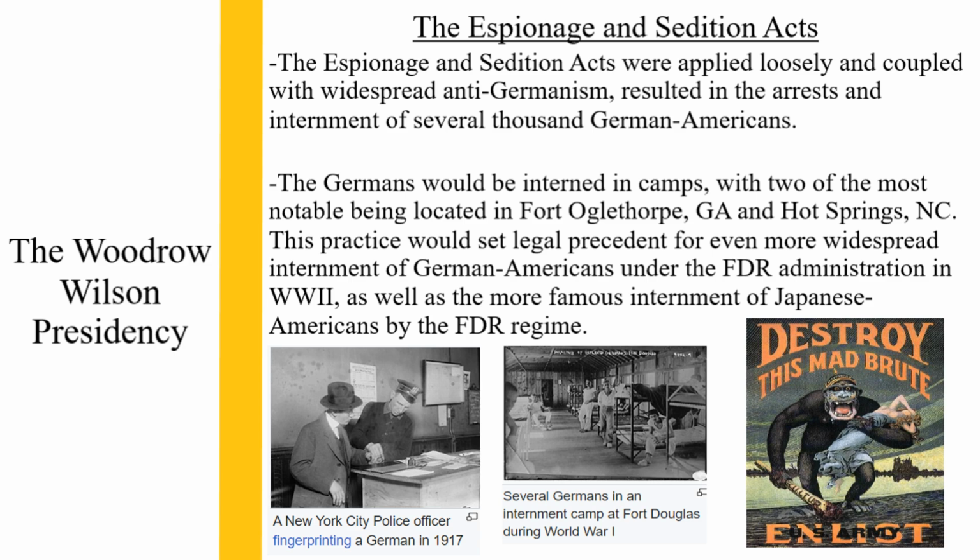So, the three pictures here we can see. On the left, there is a New York City police officer fingerprinting a German in 1917. Several Germans in an internment camp at Fort Douglas during World War I. And then on the right, we have a propaganda poster. It's a very famous poster. It depicts Germany as an ape with a pickelhaube on its head, carrying away a woman in distress, and it says, "Destroy this mad brute. Enlist." This is an example of American propaganda. I will probably do a lecture on World War I propaganda on its own right once we get to Module 2.